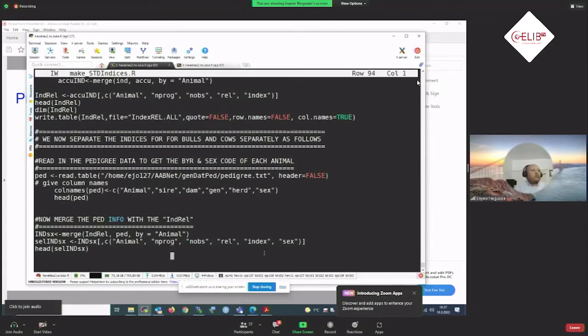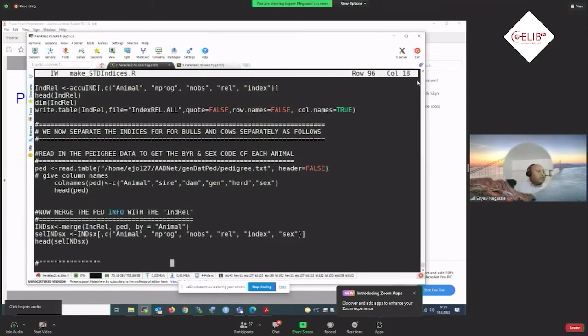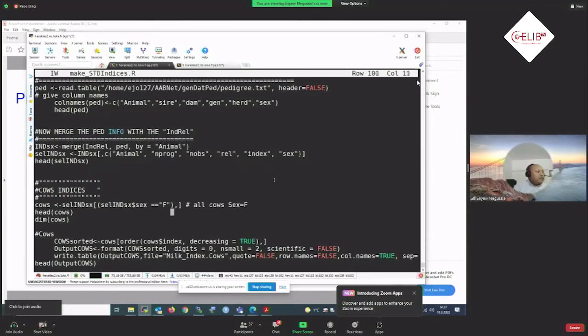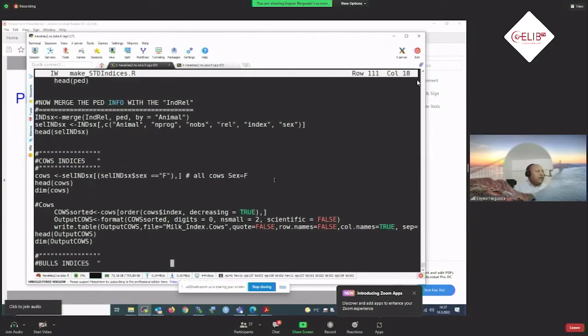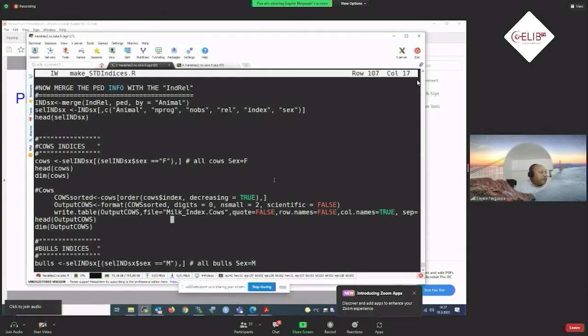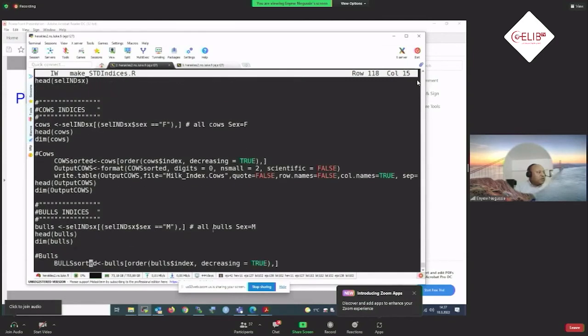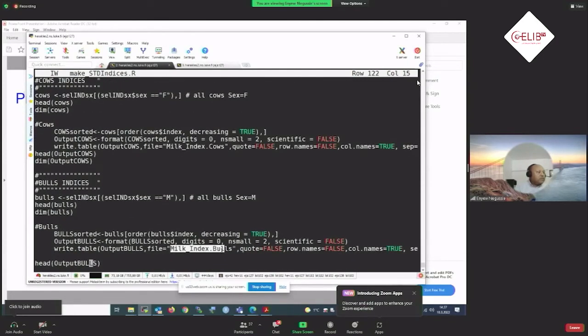Now I want to publish the indices for bulls and for cows separately. We cannot put them together because among the cows, the farmers select the best cows, and among the bulls, they select the best bulls. For that, I read the sex information from the pedigree file. That's why I need a pedigree file here. So the cow indices I made here, and I have written out a file called milk cows index. And I did the same for the bulls and wrote out the milk index for the bulls. So that's all. Control KD.